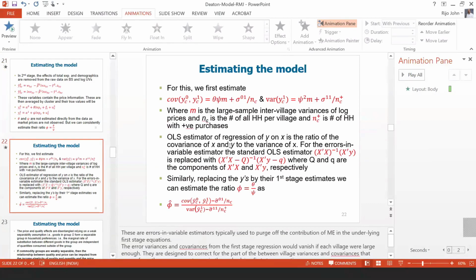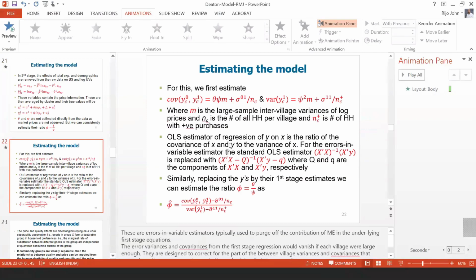But for the errors in variable estimator, the standard Euler's estimator, which is x prime x inverse x prime y, is replaced with x prime x minus capital Q inverse into x prime y minus small q, where capital Q and small q are the components of x prime x and x prime y respectively. Similarly, if we were to replace the YC0 and YC1 with their respective estimates from the first stage regressions, we would be able to estimate this ratio phi as covariance of YC0 hat comma YC1 hat minus sigma 01 by NC, divided by variance of YC1 hat minus sigma hat 11 by NC plus.